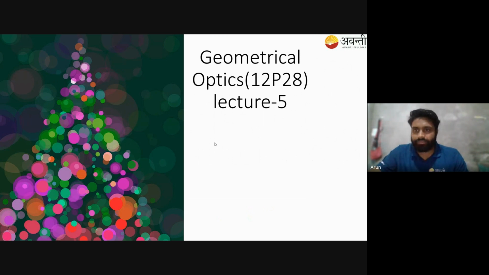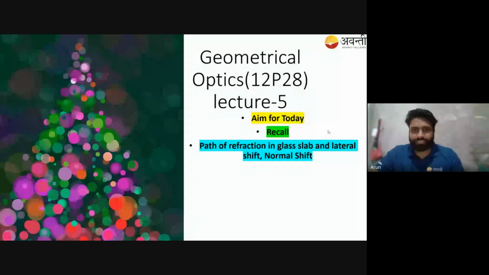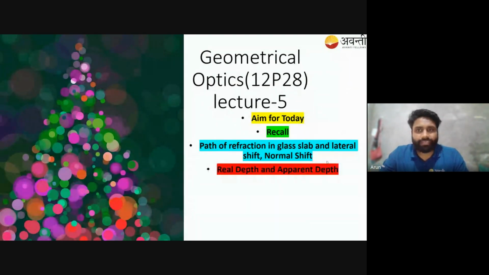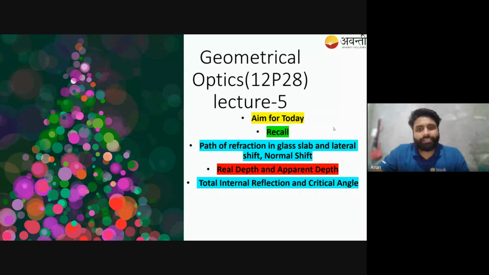Aim for today is what? We have to set the aim firstly. So what is the aim for today? Firstly, we are going to recall some concepts that we have learned in the previous class. Then the path of refraction in the glass slab, and its shift, lateral shift and normal shift. You will know what this is. Then we are going to learn about the real depth and apparent depth. Then total internal reflection and critical angle. So this is what we have to do for today.